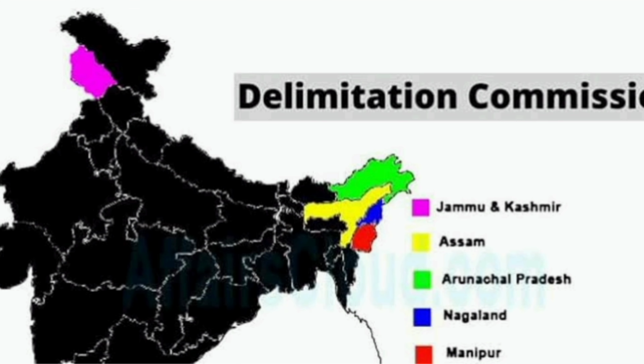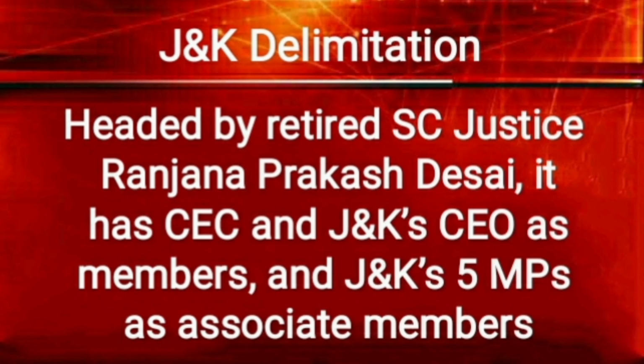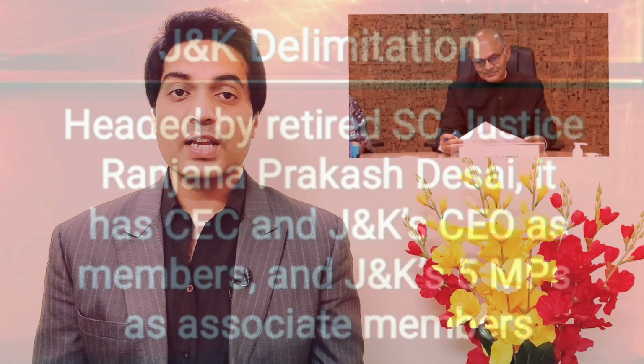The Delimitation Commission was set up on 6th of March 2020. It was headed by retired Supreme Court Justice Ranjana Prakash Desai. It has the Chief Election Commissioner and J&K's Chief Election Officer, you can say, as members, and J&K's 5 MPs as associate members. Now, what changes have been made?